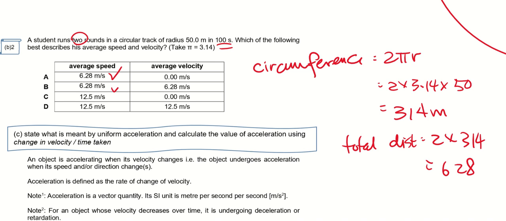How about his average velocity? He went back to the same place. He ran 2 rounds. If you didn't see him run, you just close your eyes, and after 100 seconds he just appears in front of you, panting, sweating. You'd say you never run, go run again. But he did run 628 meters. But his displacement finally is 0. So that's the difference between scalar and vector.